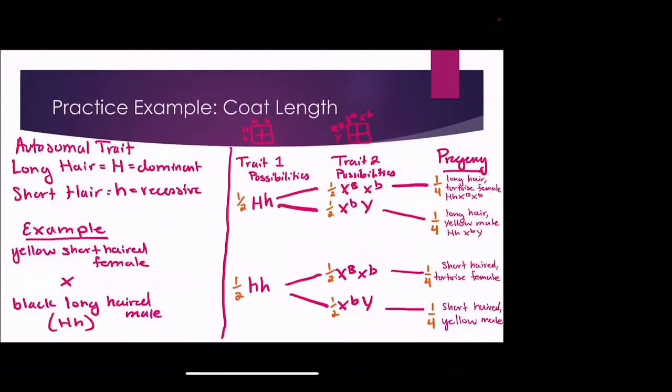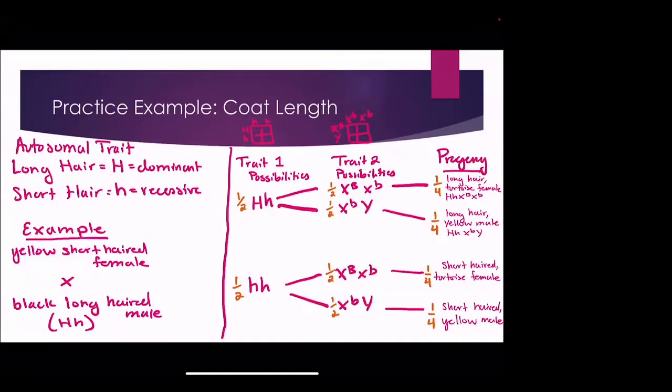One practice example is coat length. So if you take a dihybrid, then you can look at an autosomal trait for hair length, where long hair is dominant and short hair is recessive. So if you take a yellow short-haired female and a black long-haired male, and you do a phenotypic branch diagram, this will show you what progeny is possible.